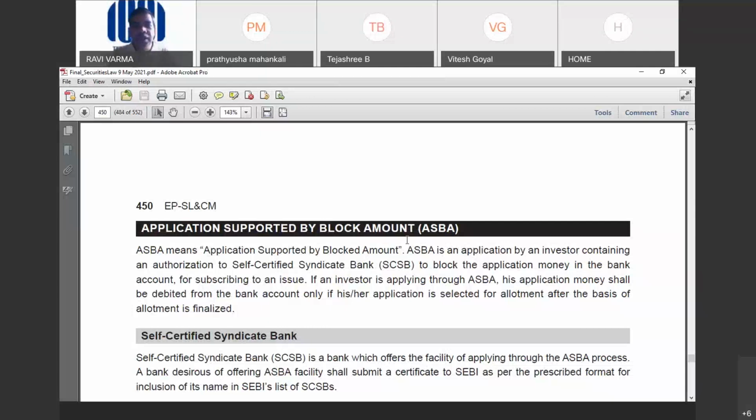This is an application which contains an authorization to a Self-Certified Syndicate Bank. All the banks are not self-certified. In fact, only some registered banks are self-certified. But nowadays, if you look at the scenario, most of the banks are authorized as SCSB, Self-Certified Syndicate Bank. So ASBA has used this concept.